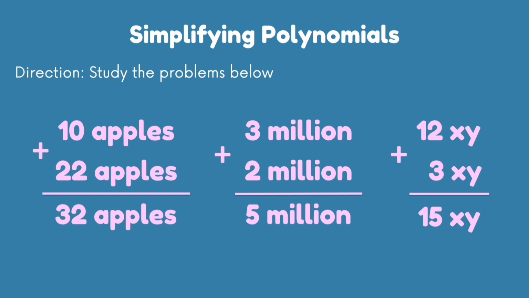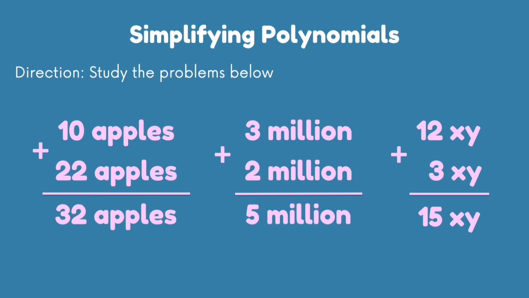This also applies when adding polynomials. You can only add terms that are similar to each other. Like in the third example, we have 12xy and 3xy. Both expressions are polynomials and are similar. Thus, their sum has the same literal coefficient of xy. Remember that a polynomial is simplified if it has no terms that are alike. Like terms are terms in the polynomial that have the same variables with the same exponents, whether they have the same or different coefficients.